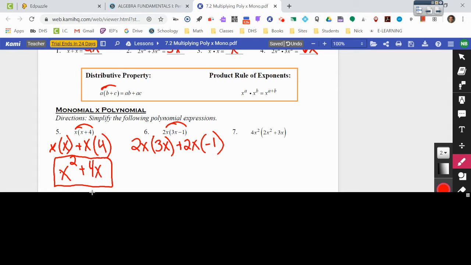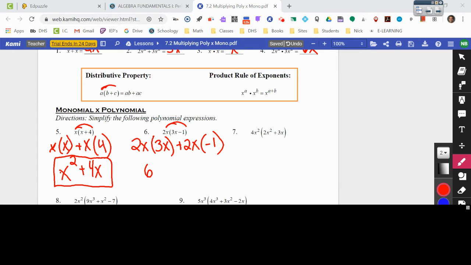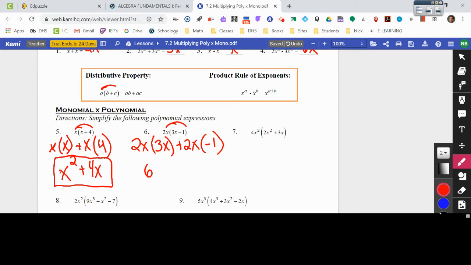All right, so now we're going to simplify this, right? Again, we're going to multiply our big numbers or our coefficients. So 2 times 3 gives us 6. And now I have an x to the first, right? Because there's a little bit invisible 1 here. X to the first times another x to the first is going to give us x to the second power.